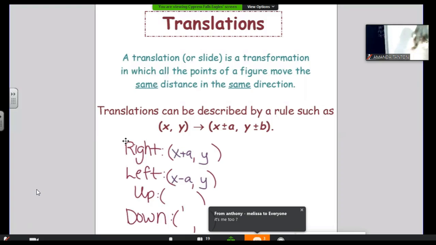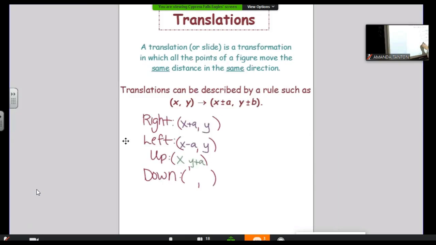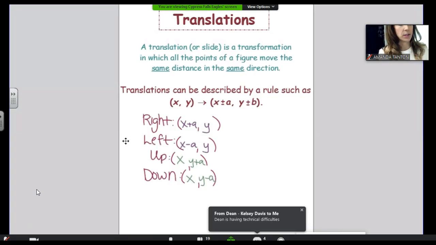To travel up, we are not affecting the x, and we're adding to the y. And to travel down, we're not affecting the x, and we are subtracting from the y. So there are our 4 rules. All right, so let's see.